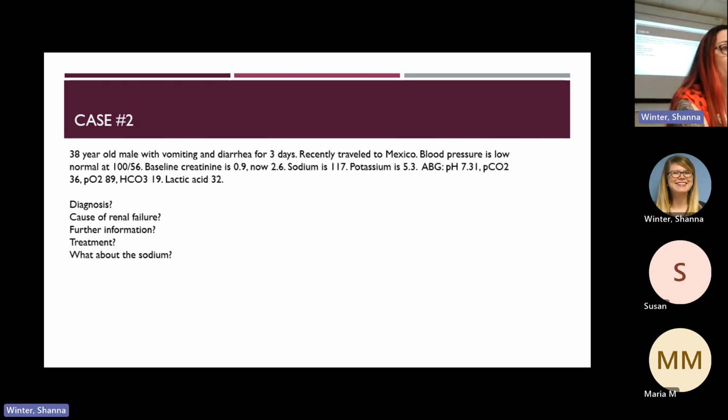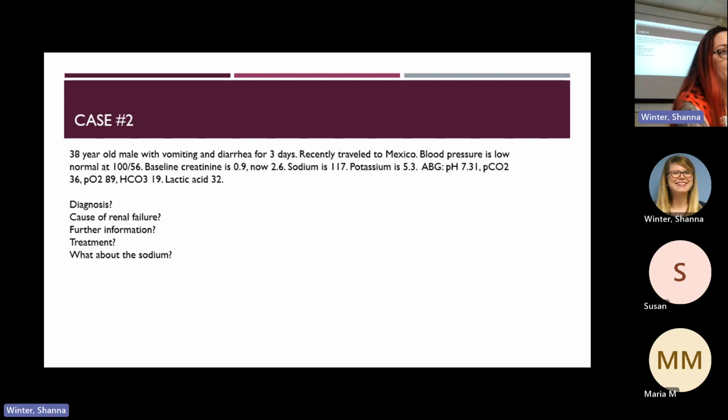So he has gastroenteritis because he probably drank the water in Mexico. And he's vomiting and having diarrhea. So what is the cause of the renal failure? Yep, so dehydration is going to cause renal failure. Do you need any other further information on him? No, not particularly. He's dehydrated. So your treatment is going to be volume.